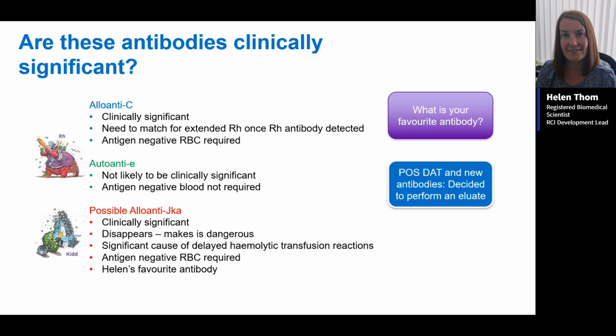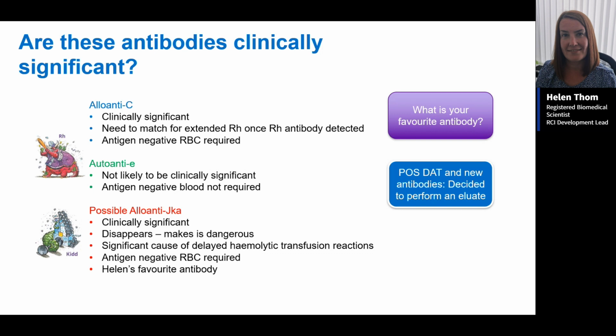But what you don't want to do is waste units. So you wouldn't want to give them R2, R2s, because only about 3% of the population are R2, R2s, and you don't want to waste blood on someone who doesn't really need it. Yes, it might be a pain cross-matching, but actually it was an enzyme-only auto little e, and it's an autoantibody, which is unlikely to be clinically significant. So I would just give big C neg blood in this case.